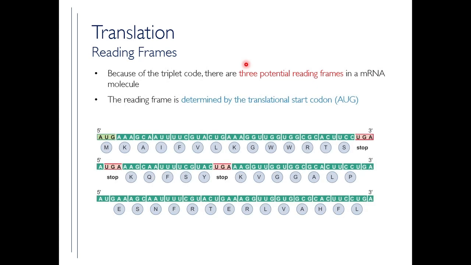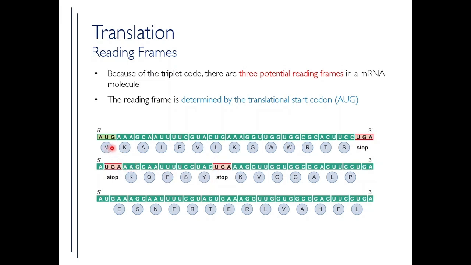The final point for this session is just to talk briefly about reading frames, more detail later on. But if you were to take a molecule of mRNA, as we see here, there are 3 potential reading frames. You could start at AUG and read AUG as the first codon. That would code for methionine. You then look at the next 3, AAA, and then GCA, AUU, etc. And you therefore get this potential sequence of amino acids.